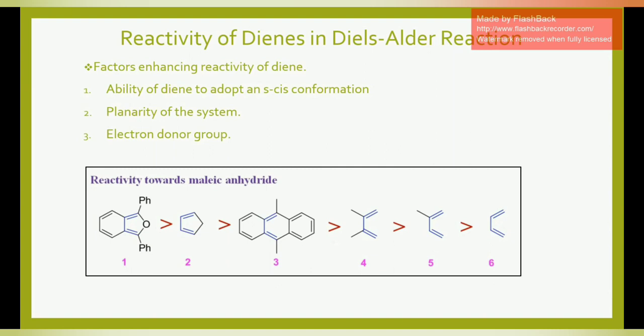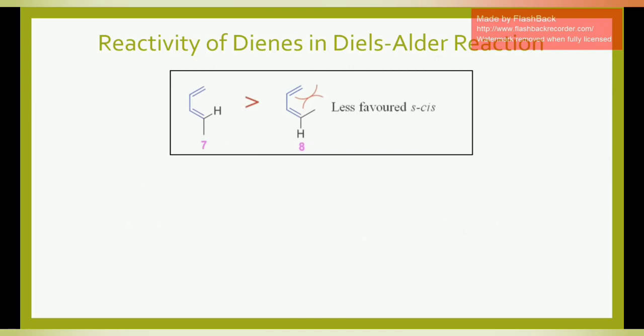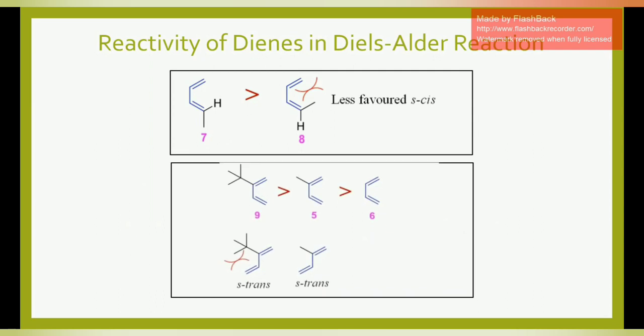The reactivity of 1, 2 and 3 is higher towards the Diels-Alder reaction with maleic anhydride than 4, 5 and 6 because in 1, 2 and 3 the diene is locked in s-cis conformation. Compound 7 is more reactive than compound 8 because in compound 8 s-cis conformation is less favored due to steric strain.